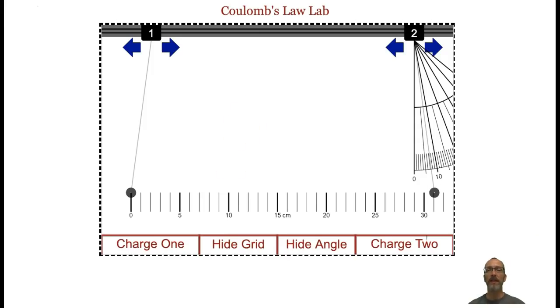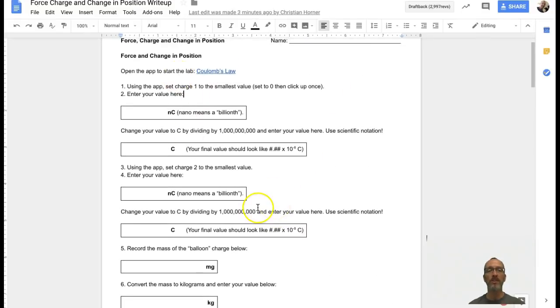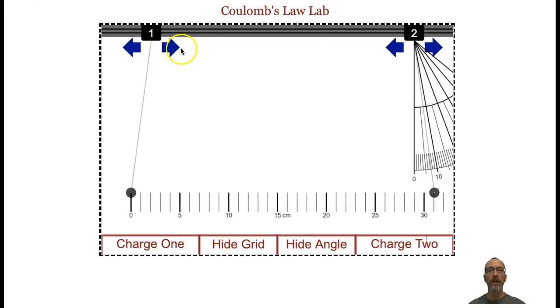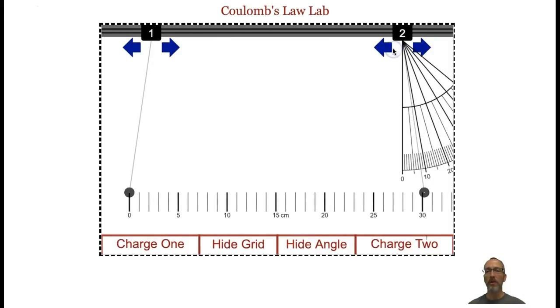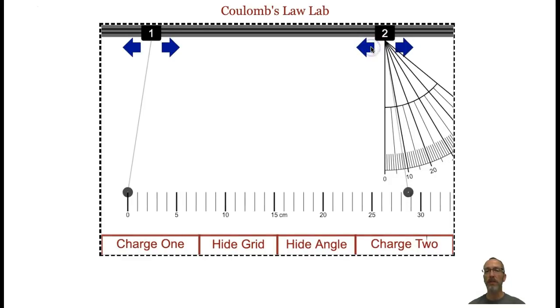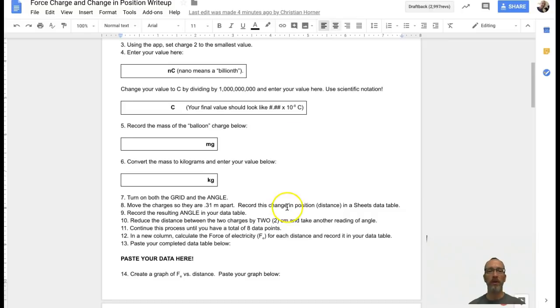Once you've done that, the next thing you're going to do, because in this first step we are doing change in position, is reduce the distance between the two charges by 2 centimeters. Essentially, it's probably easier to move the left one over by 2 centimeters. You can just get as close as you can. Notice that this is not going to be perfect. Then you're going to read the new angle, and you're going to continue to do that. So that is the first part of the lab.